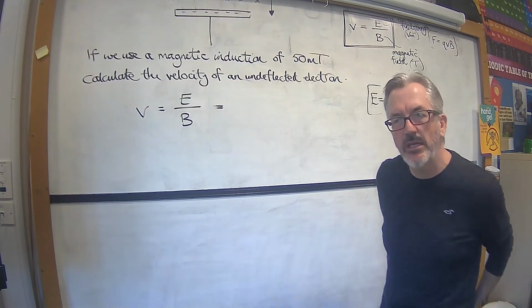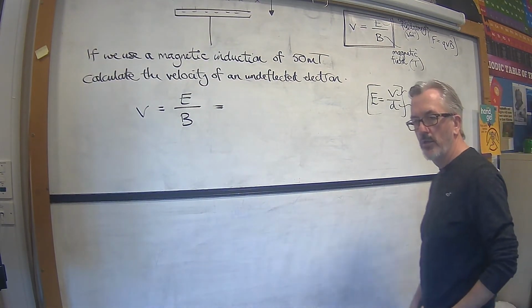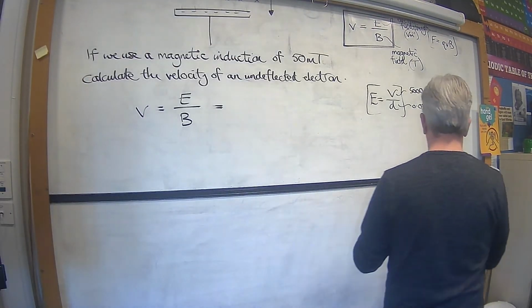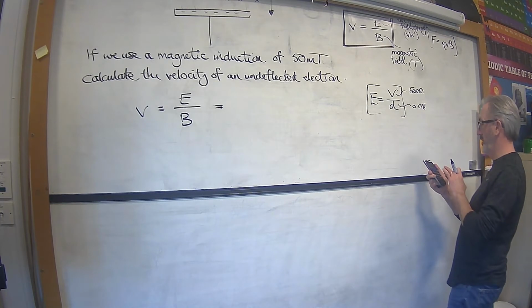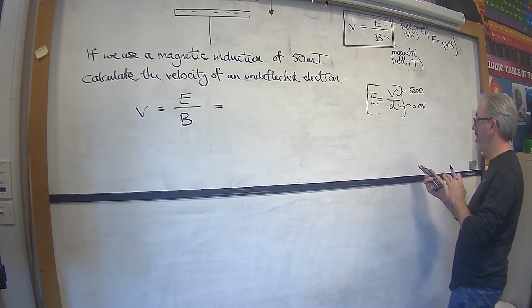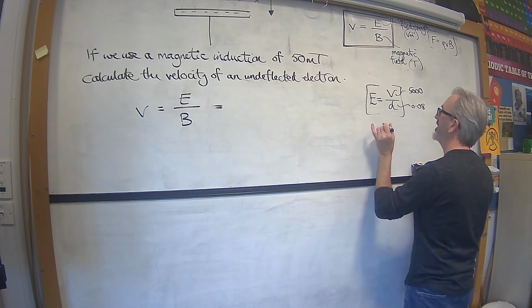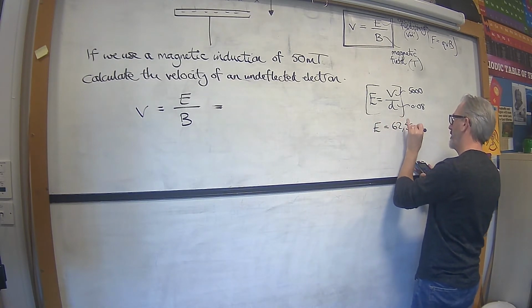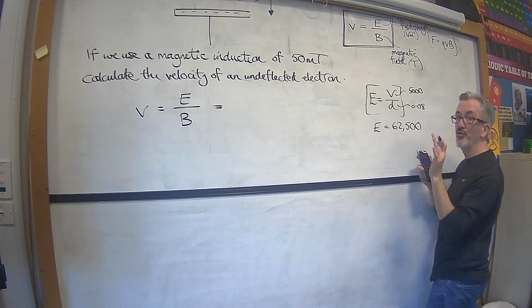62,500. Better get my calculator. I've got a calculator. Give me a minute. 5,000 divided by 0.08. 62,500. The electric field strength, 62,500 volts per meter or newtons per coulomb.